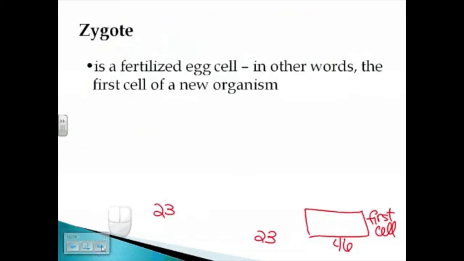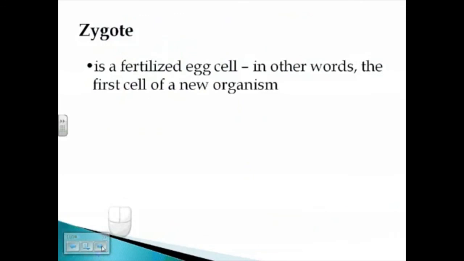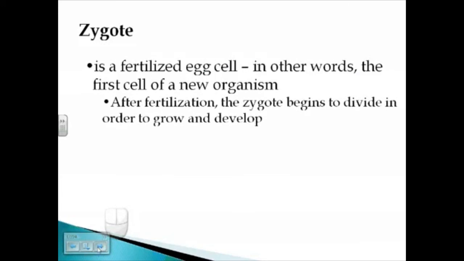So that zygote should have 46 chromosomes. Zygote, fertilized egg. It's the very first cell. Fertilization is going to be the process of the egg cell and the sperm cell joining together.